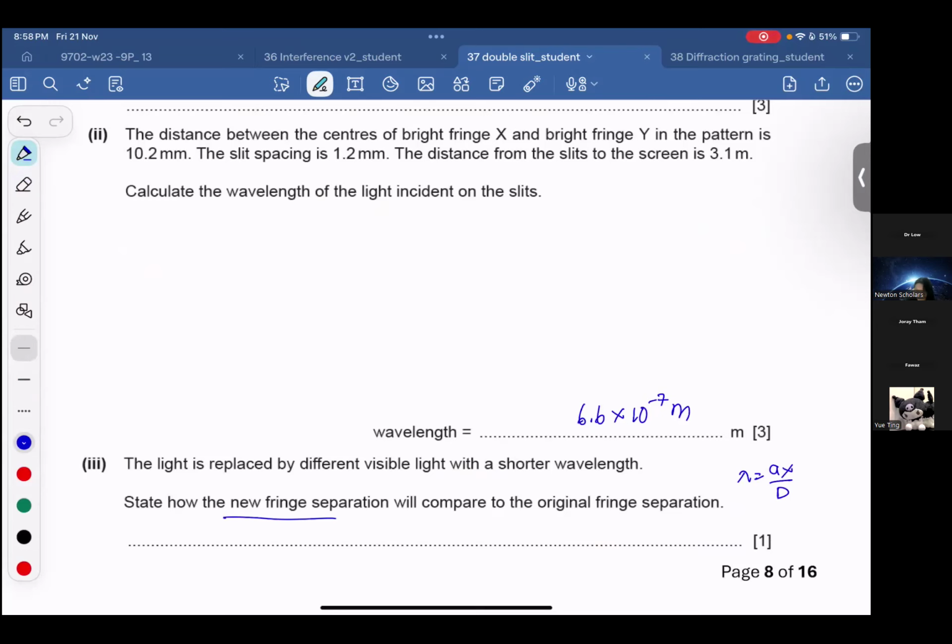How about the new fringe separation? What is your new x? Okay, I rearrange: x equals wavelength times D over a. Now they say shorter wavelength. So this one is a shorter wavelength. What happened to your x? I told you no need to memorize. We're using the formula to answer the question.